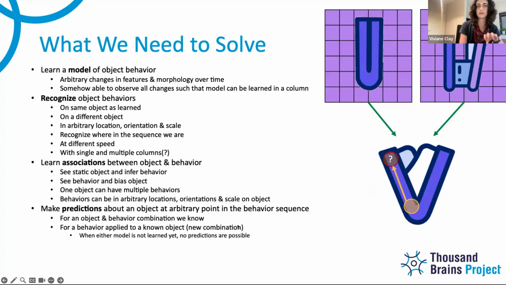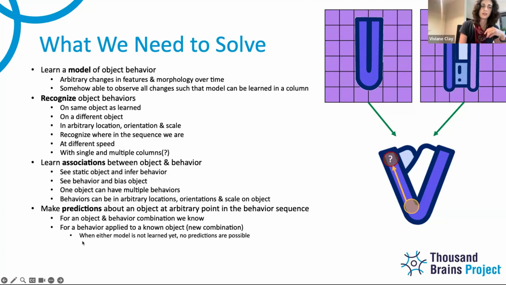So a new combination. So we learned the stapler and its behavior, and now we want to apply that behavior to a book, for which we've also learned a morphology model, but we've never seen a book open and closed. So there, again, we want to predict if I have my patch here and then move up here, what am I going to sense?